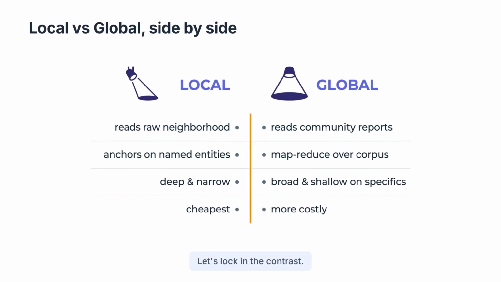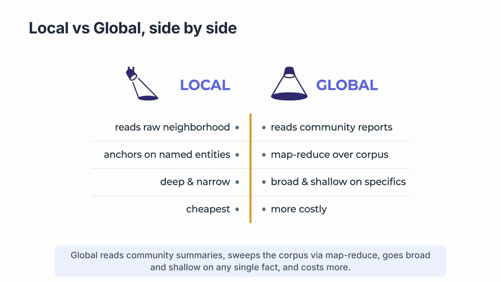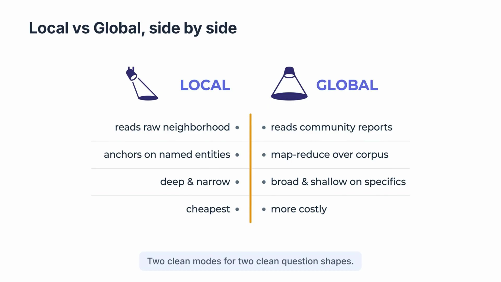Let's lock in the contrast. Local anchors on entities, reads the raw neighborhood, goes deep and narrow, and is cheap. Global reads community summaries, sweeps the corpus via MapReduce, goes broad and shallow on any single fact, and costs more. Two clean modes for two clean question shapes. But you can feel this coming: real questions are rarely so clean.